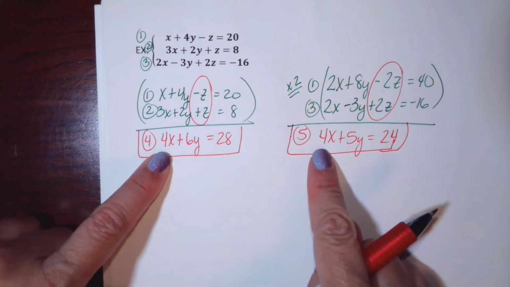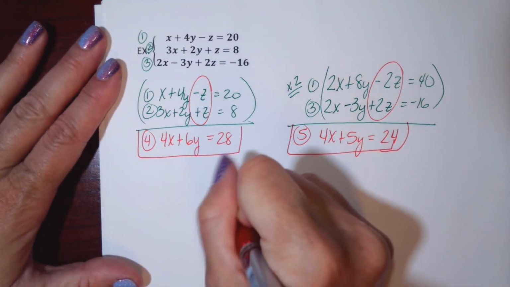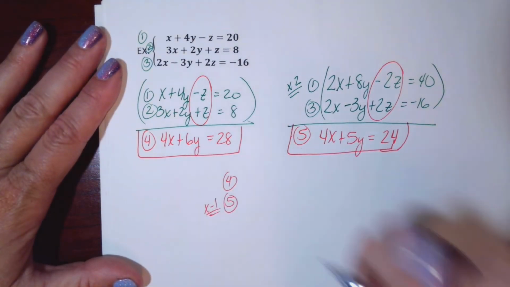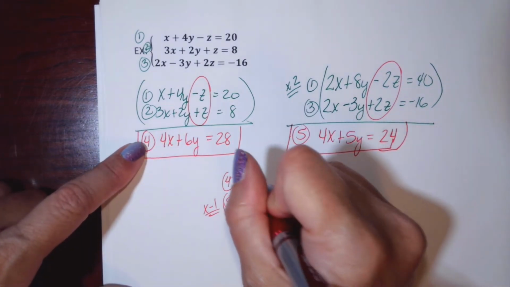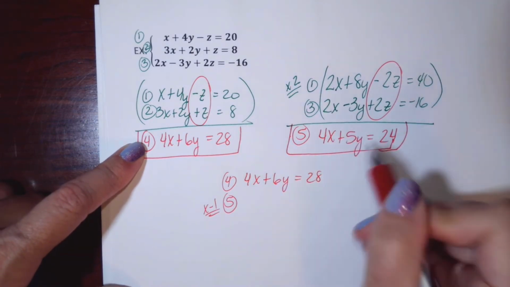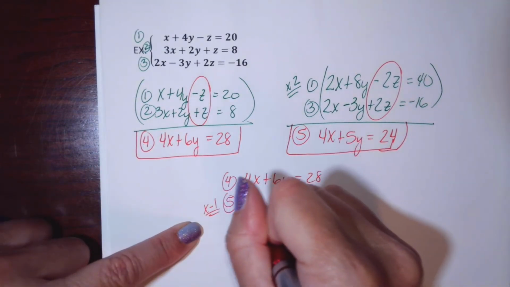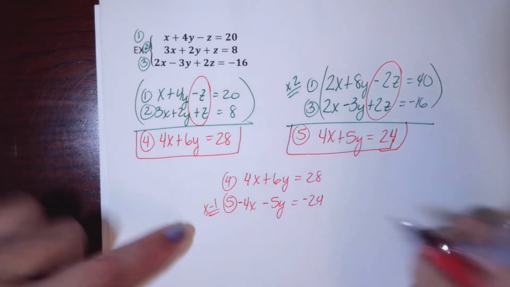Oh yay, my x's have the same coefficient. I can just make one of them negative. So let's do 4 and 5 and multiply, it doesn't matter which one, I'm going to multiply 5 by negative 1. So 4 I will copy down just as it is. 5 I'm going to multiply by negative: negative 4x, negative 5y equals negative 24.